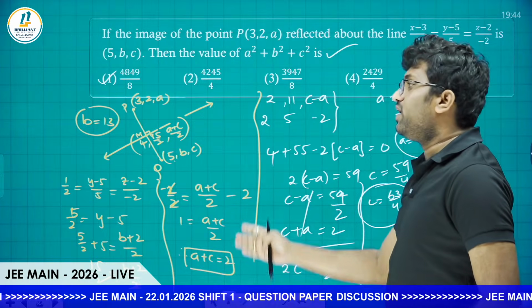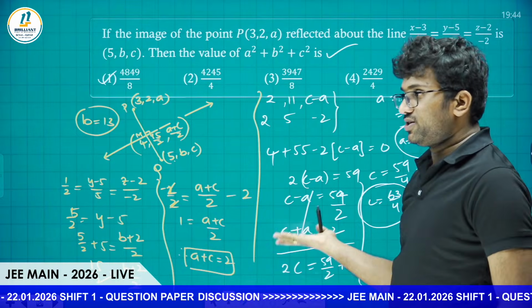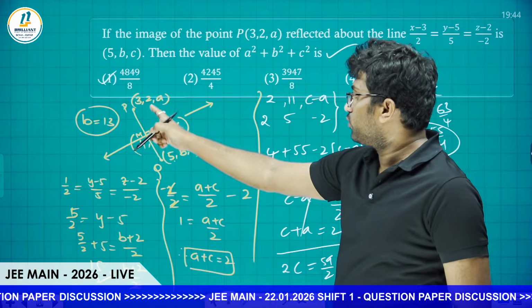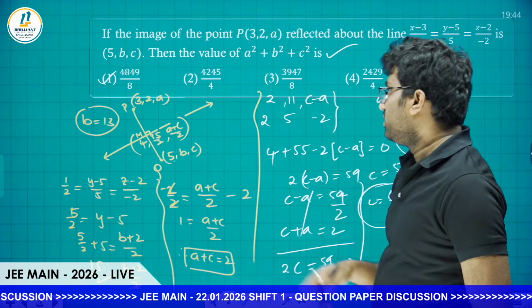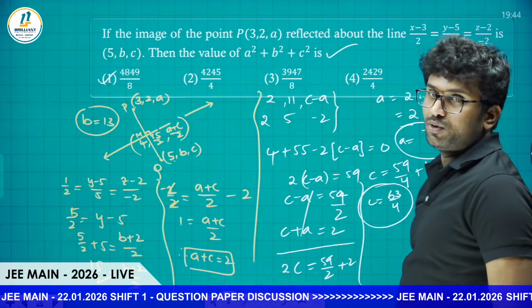The only thing is, we have not even used the formula, we didn't even find the image. So this is the important step: understanding that the foot of the perpendicular lies on the line, and getting the value of b from there, and then getting a and c is the important thing.